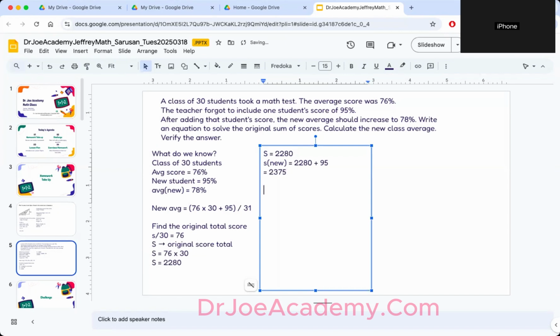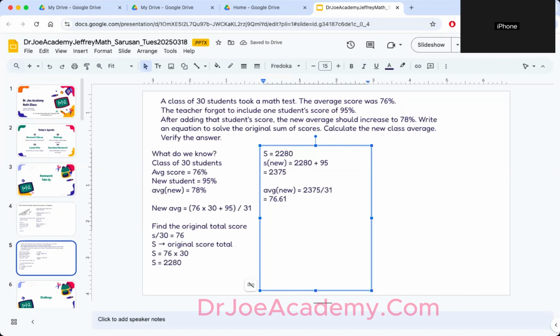So to find the new average, just like you did, average new equals that new score divided by 31 this time, because we have 31 kids now. 76 point something. 63, actually 61. 76.61. All right, so are we good? Are we perfect now? Is this the end of our question?